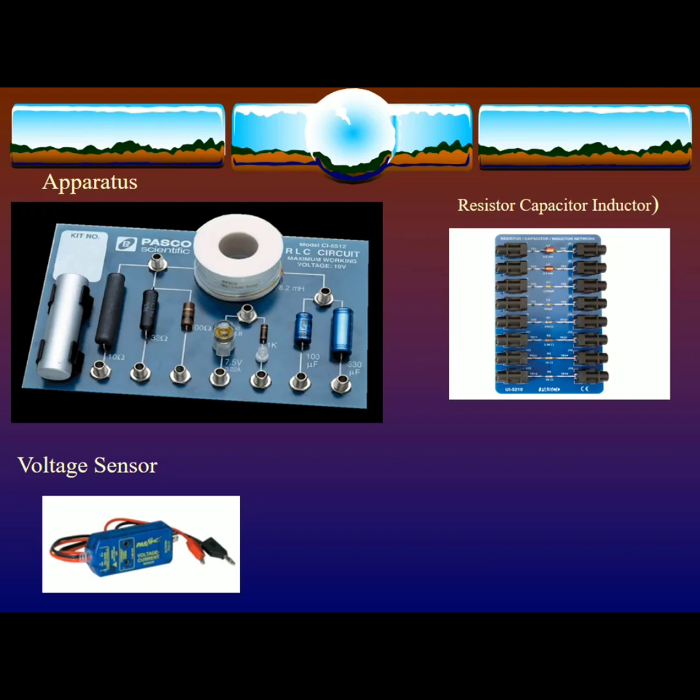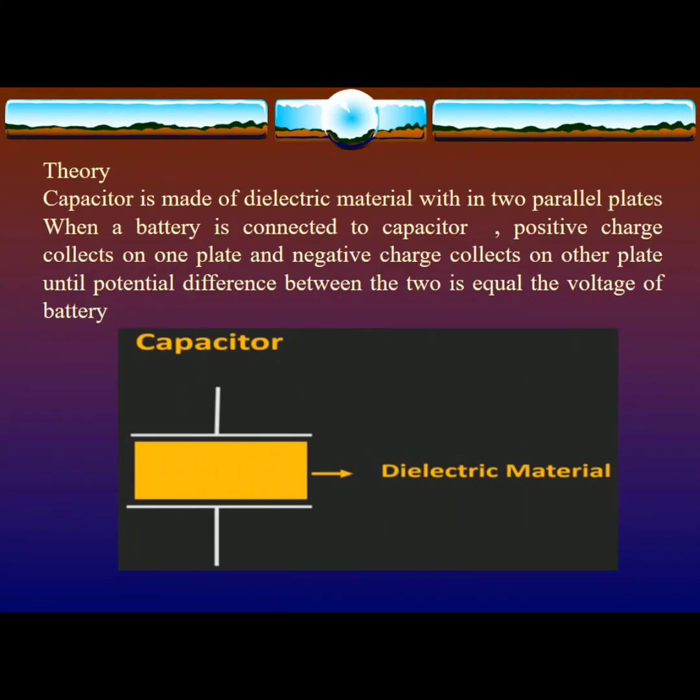Now, for the apparatus of this experiment, we use an RLC circuit, maximum working voltage 10 volts, containing various resistances: 10 ohm, 33 ohm, 100 ohm. We also use voltage sensors and a resistor, capacitor, and inductor.